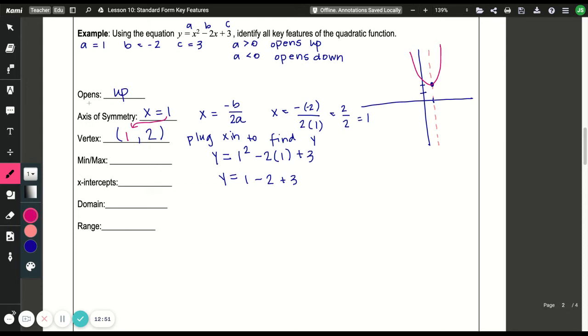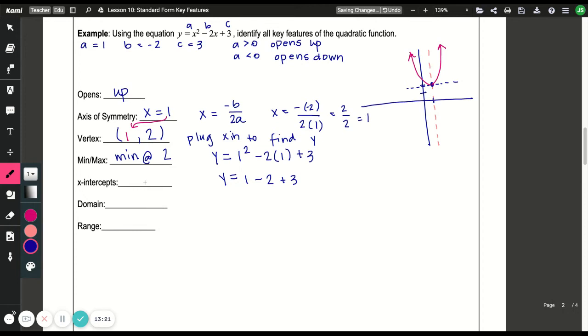If my graph opens up, then my graph is going to have a minimum. It's going to have a lowest point because the arrows are going to point up. So this graph has a minimum because it starts at the vertex and then just keeps going up forever. And what's the lowest point on that graph? The lowest point on that graph is at positive 2. So it has a minimum at 2.